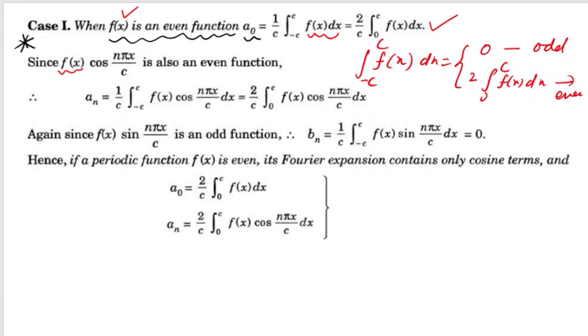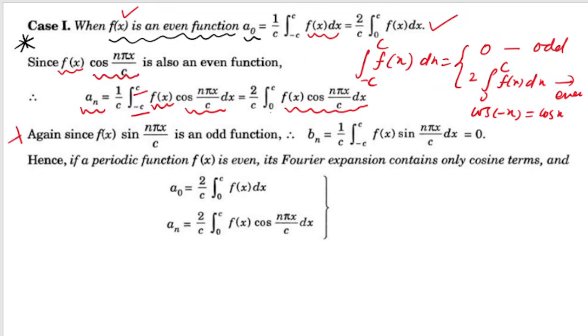Now f of x is an even function, right? And the cos function is also an even function, because cos of minus x is equal to cos x. So if I have to calculate a n, which is calculated using the formula 1 by c, integral from minus c to c, f of x is even and this is even, so even into even is an even function, that also I have discussed. So it will become 2 times 1 by c, limit of integration from 0 to c, f of x cos n pi x by c dx.